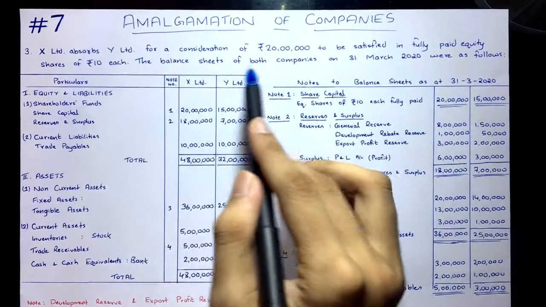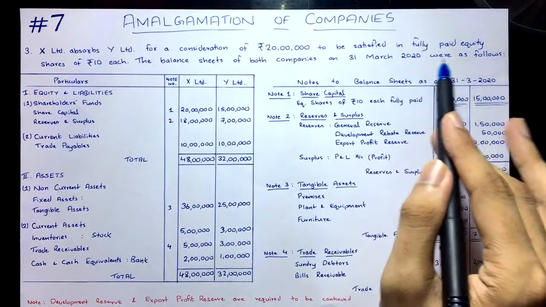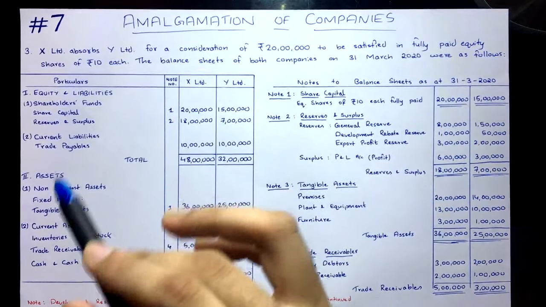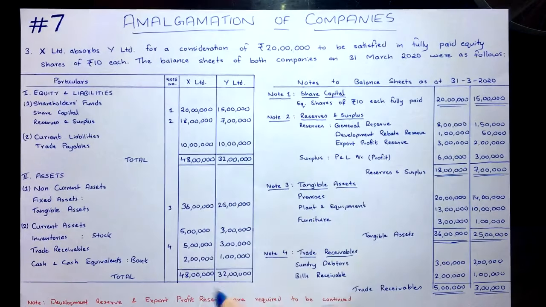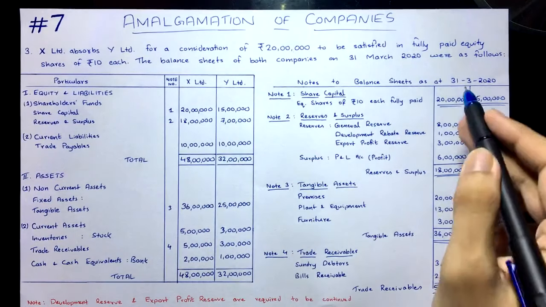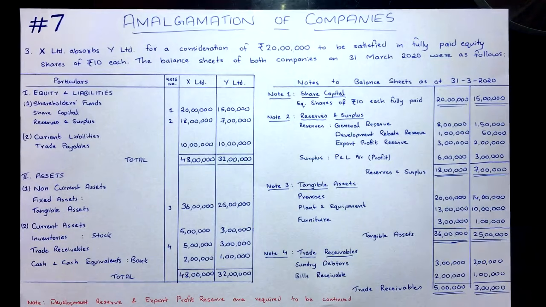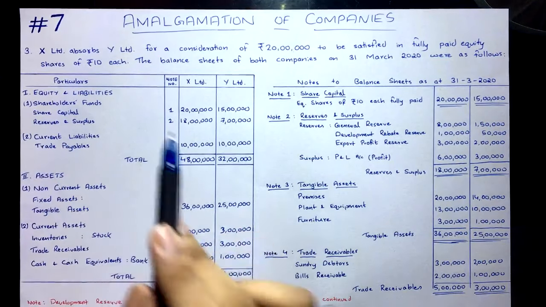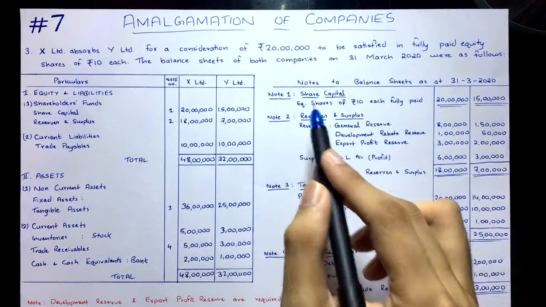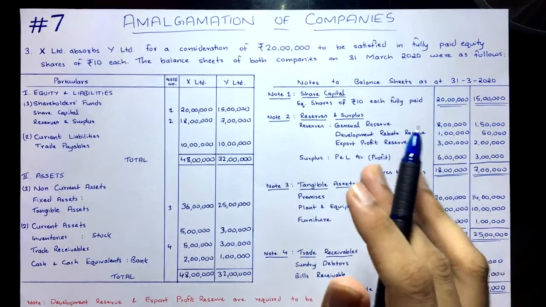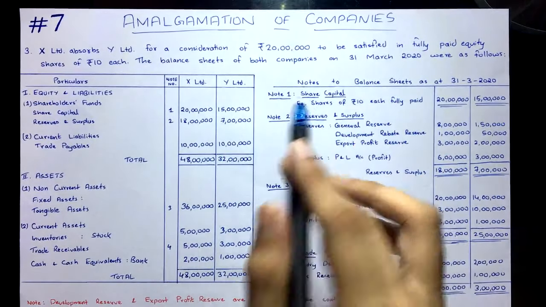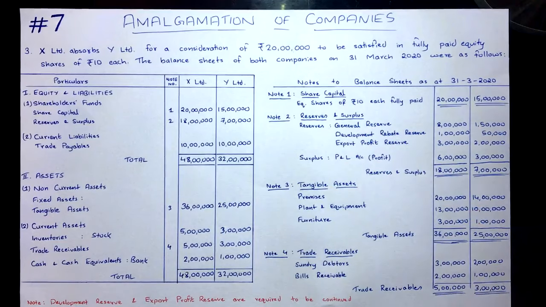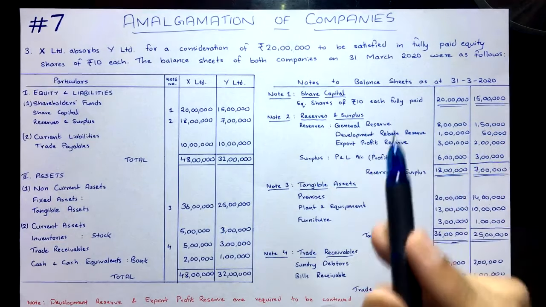The balance sheets of both the companies on 31st March 2020 were as follows. So we have been given a balance sheet. Two balance sheets are there, two columns: one of X Limited and another of Y Limited. Same with the notes also, X Limited and Y Limited. Now let's go through this balance sheet. First we have share capital, note number one, equity shares. Only equity shares are there, no preference shares. So if we are closing the books of Y Limited, the company which is getting liquidated, then we don't have to open the preference shareholders account. So we have equity shares there.